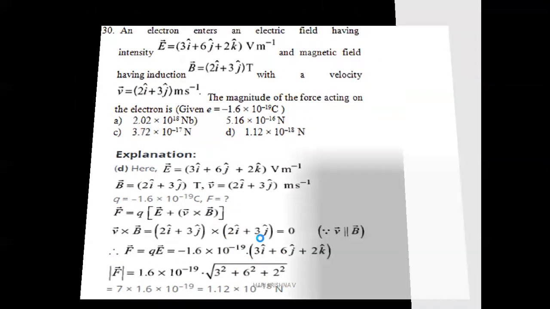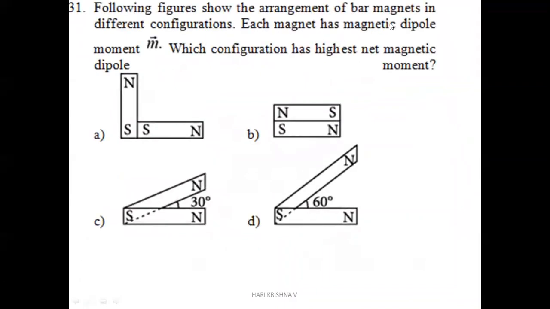Clear? So next we move on to question number 31. From the following figure, the bar magnet in different configurations, each magnet has a magnetic dipole moment M. Which configuration has the highest dipole moment? For the first one, the magnitude is root of m square plus m square plus 2mm cos theta. So m cos 90 degree, because the angle is 90. Cos 90 is 0. So root of m square plus m square, m root 2. First configuration over. Next configuration, both are in opposite direction. So m minus m, 0. Over.